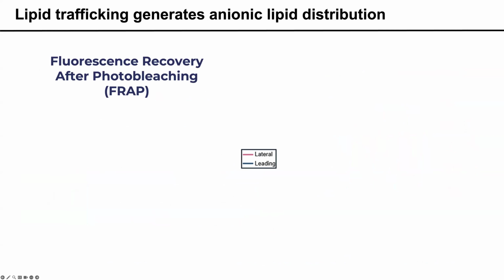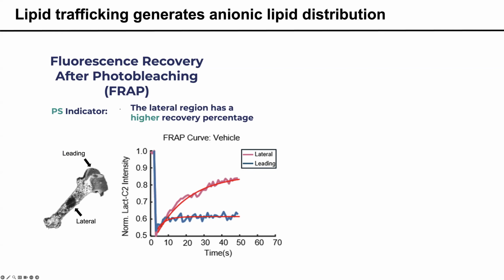Okay, so to test the idea that anionic lipid is what's generating the voltage gradient, we consider that lipids are trafficked, right? They're consistently being turned over, so lipid trafficking processes are occurring in the cell. So we decided to test this using FRAP. This is a cell expressing the PS indicator, and we FRAP, or fluorescently bleach, different regions of the cell, the leading versus the lateral region. And then we can look at the FRAP recovery, right?